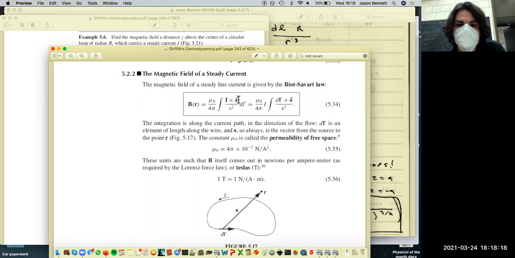It is more or less, you have some reference point R, and this script R value is the difference between the location of the current that you're looking at and the point where you're measuring. So let me give you an example really quickly. Let's get rid of this thing.